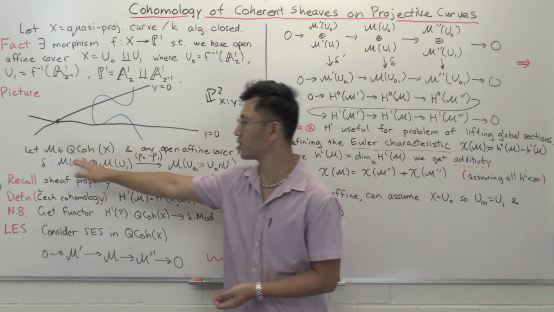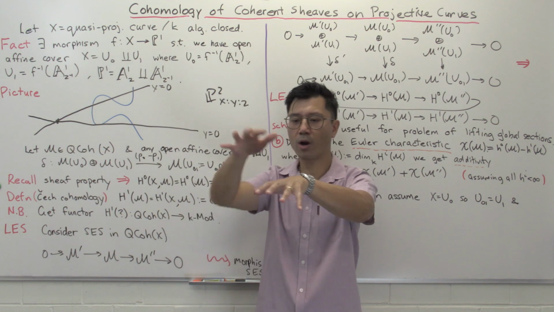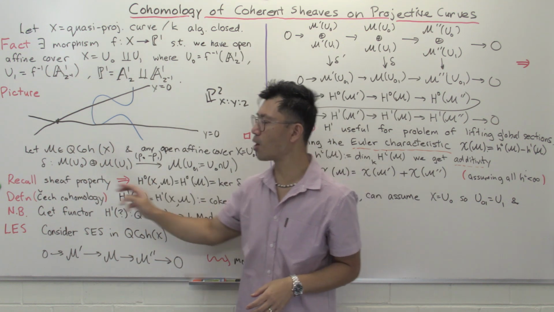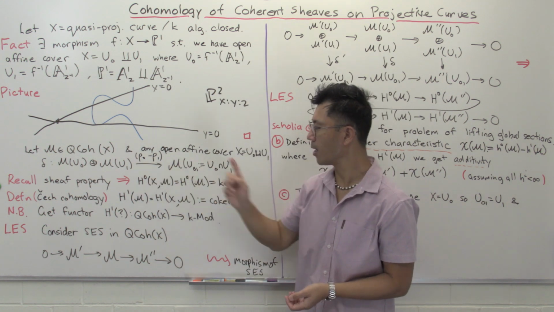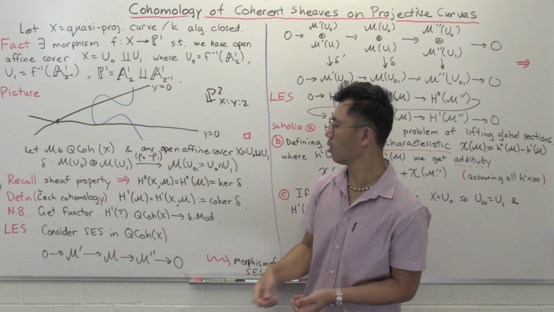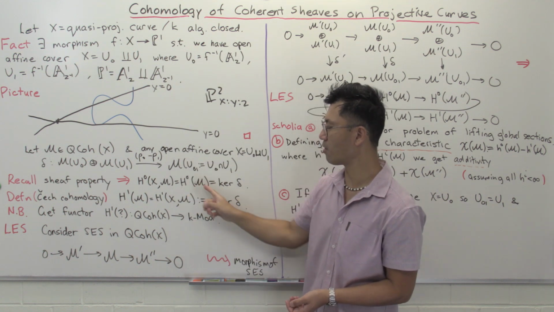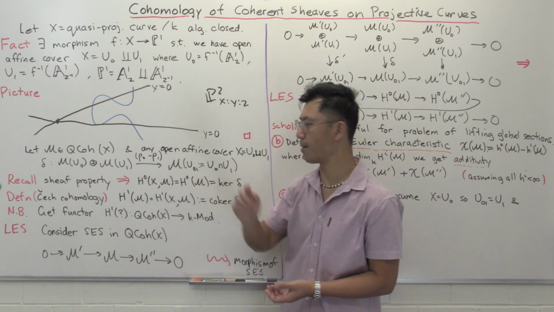In other words, these two sections agree. So there's one over U0, one over U1, they agree on the overlap. And so by the sheaf property, what does that tell you? It tells you that the kernel of this delta is precisely just the global sections of this quasi-coherent sheaf M, which we denote as usual by H0 of M, or if you want to emphasize that we're working over X, it's H0 of X, M.